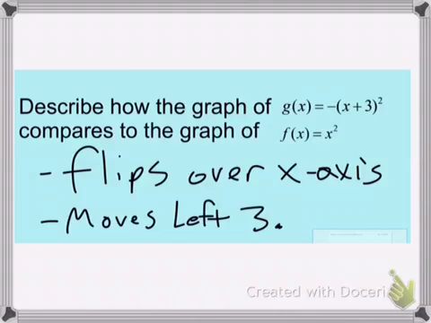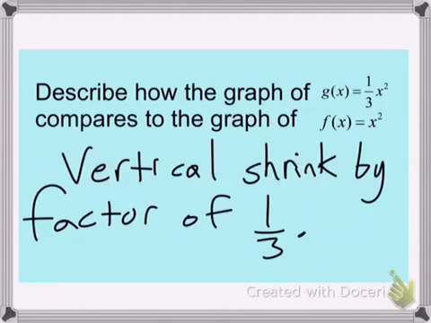Right here, it flips over the x-axis and moves left 3, because it's the opposite, just like in the vertex form, the H value. A is negative, so that's what flips it. Right here, it's a vertical shrink by a factor of 1/3 because it's not inside parentheses, it's outside multiplying.